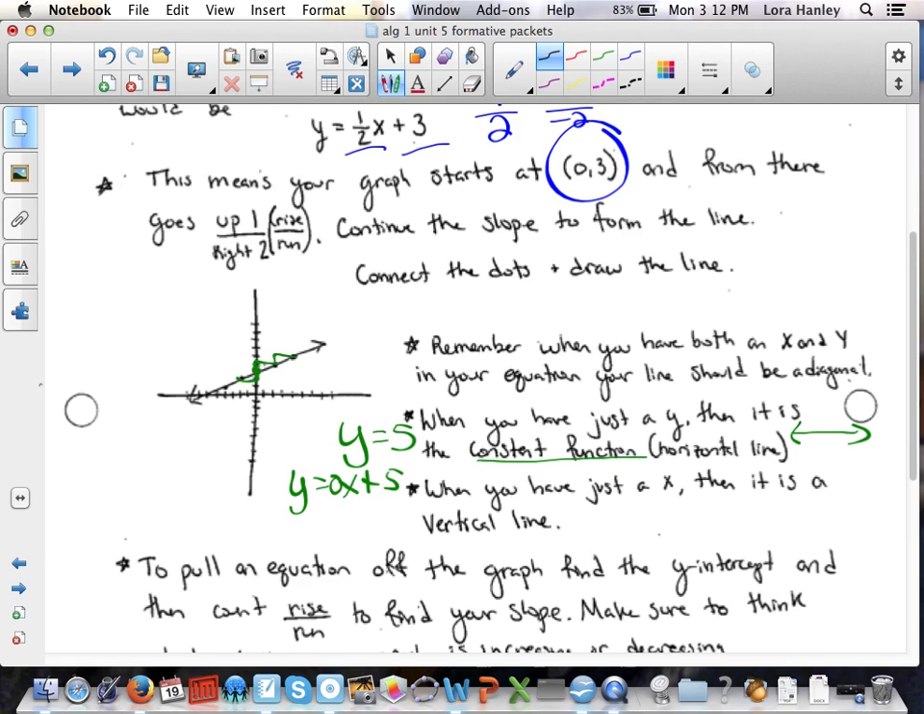The opposite of that is when you have a vertical line. If you have a vertical line, you will only have an x in your equation. So it may look like x is equal to 7. This is an undefined slope, remember, and actually not a function. So if you're given an equation with just an x or just a y, that should trigger something in your memory, and realize that you don't necessarily have to have a y-intercept and a slope there. You're just finding 1 point and making a vertical or horizontal line.